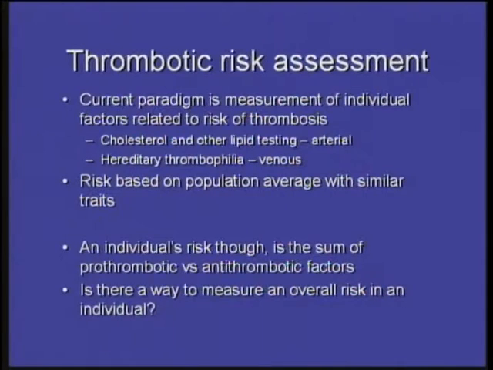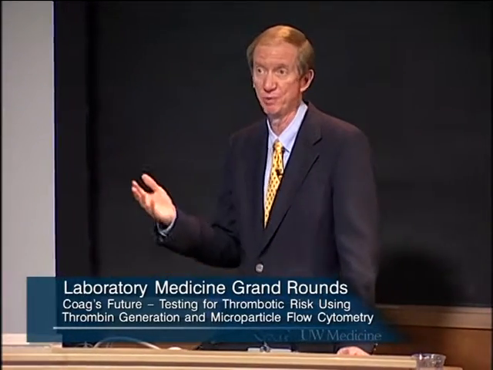So for thrombotic risk assessment, our sort of current paradigm is measurement of individual Coag factors or inhibitors that lead to an increased risk of thrombosis. For hereditary thrombophilia on the venous side, we have individual assays, and the risk is kind of based on population averages for people with similar traits, so that if you have antithrombin deficiency, then we can tell you that you're this much more likely to have a thrombosis than the population. The trick is that a lot of these things are pretty low probability in the population. Antithrombin is somewhere between maybe 1 in 500 and 1 in 2,000 individuals. Protein C and S are kind of similar numbers. So if we find them, it's interesting, but in most people, we don't find them.